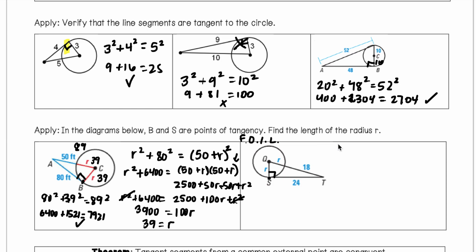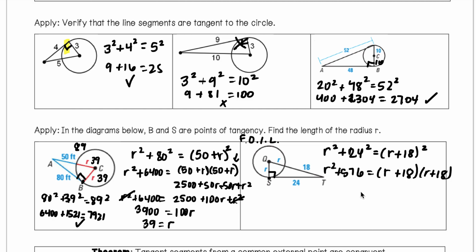So try the second one on your own. Press play when you're ready to check. Again, we have a right triangle being formed where the leg is r and the other leg is 24. So r squared plus 24 squared is going to be set equal to our hypotenuse, which is r plus 18, and we're squaring it. That means we are multiplying a binomial, so we need to be careful and use FOIL here. So I'm going to take r plus 18 times the expression r plus 18.